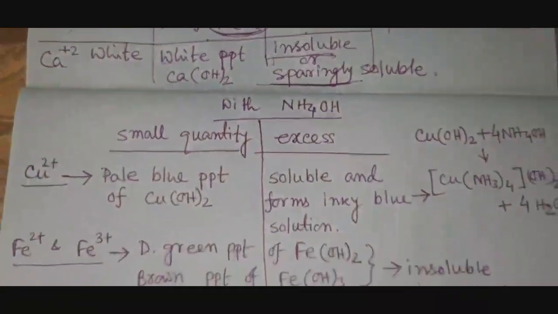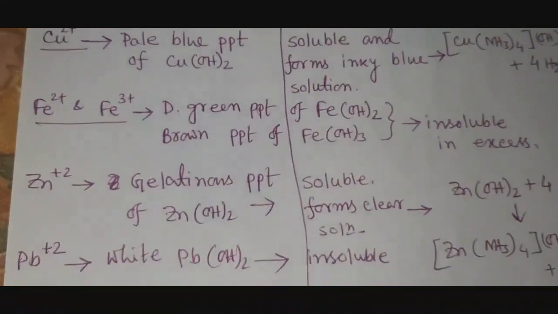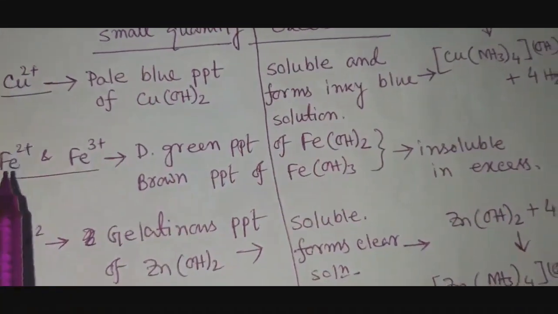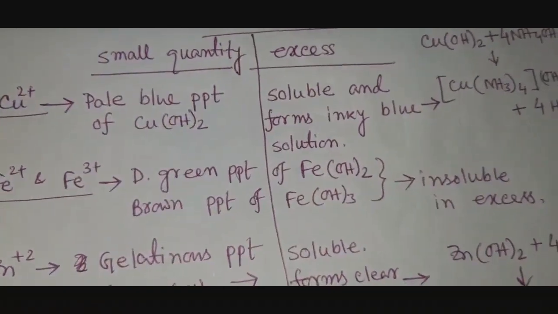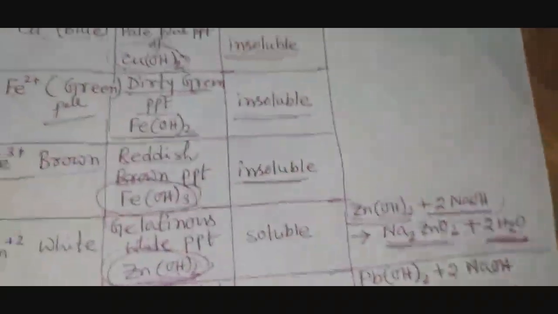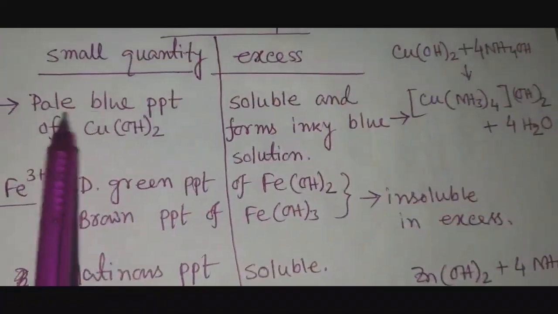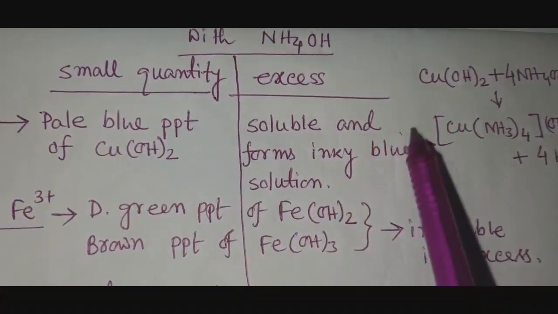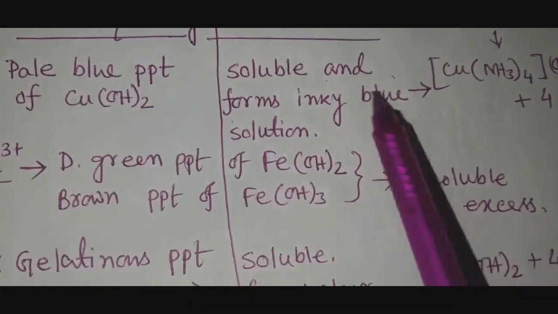Now I will explain what happens with ammonium hydroxide. If I take in small quantity and then in large excess, what happens? Similar way I have written about copper. Copper will form pale blue precipitate of copper hydroxide. That is same with the ammonium hydroxide, sodium hydroxide also. It was insoluble. Now with excess, it is soluble. So whenever it is soluble, what is the color? It forms inky blue solution.